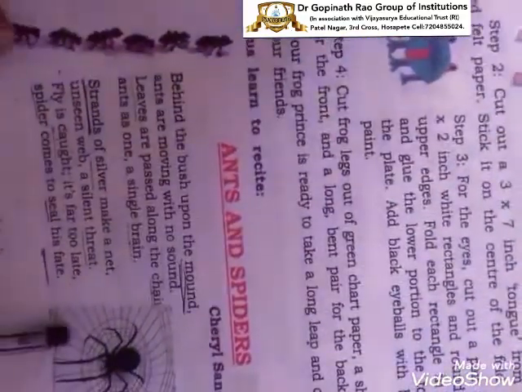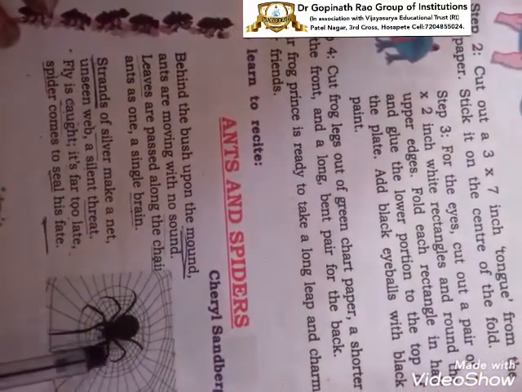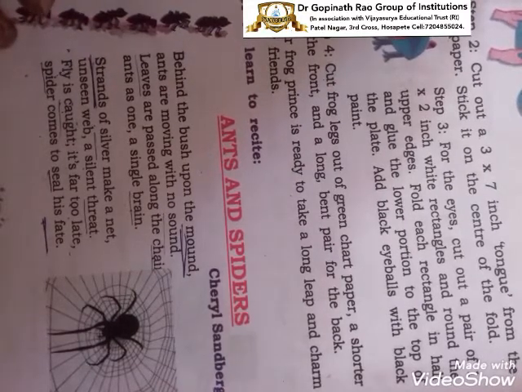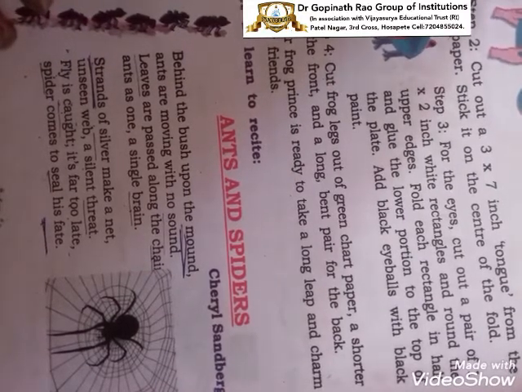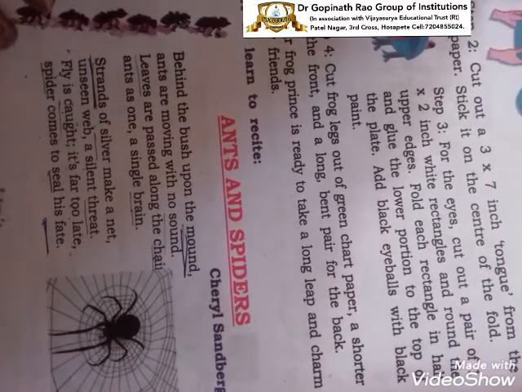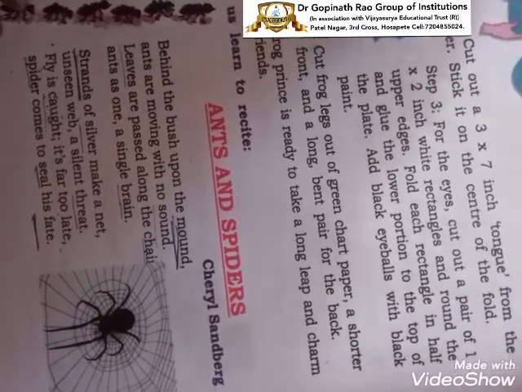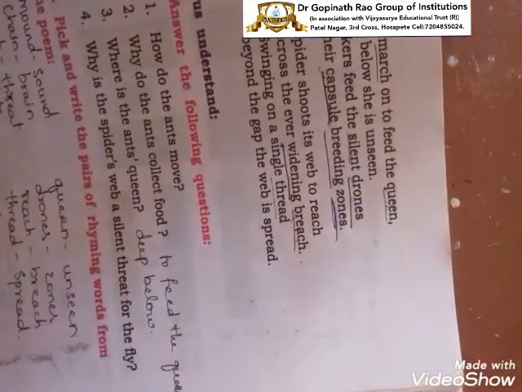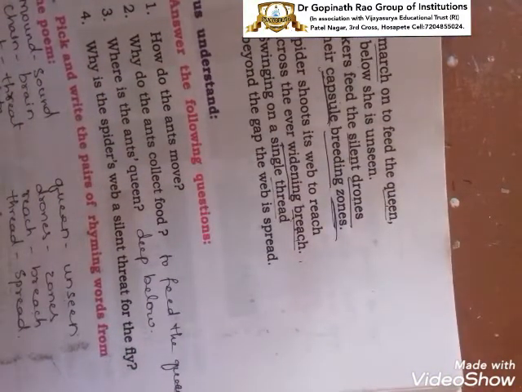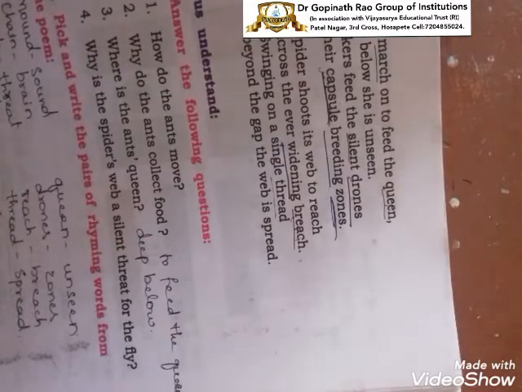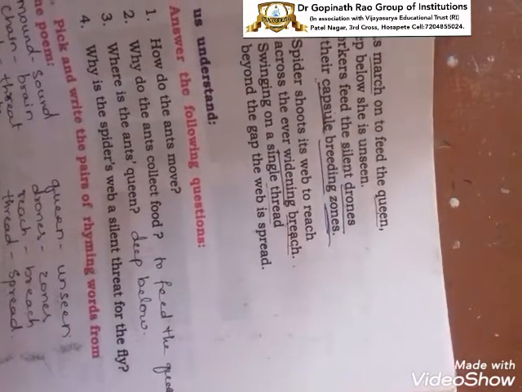Ants and spider. Spider, how does it make the web? In your mouth, you have saliva. That saliva, the spider will spit out. It comes out and becomes a string. It makes the house. It makes the web. Yes or no, children? Yes.